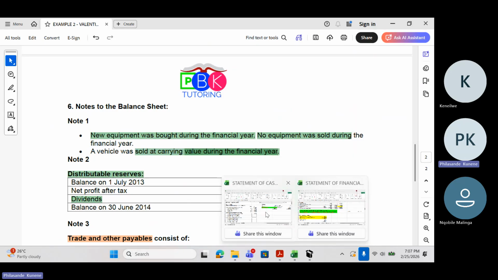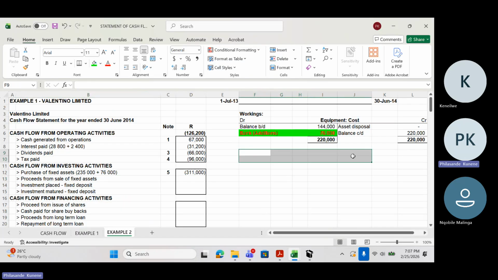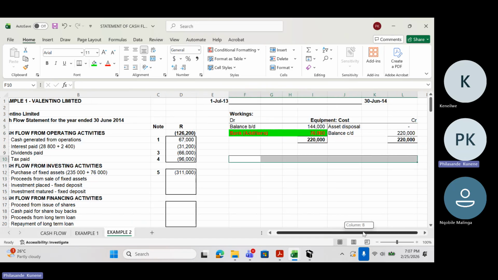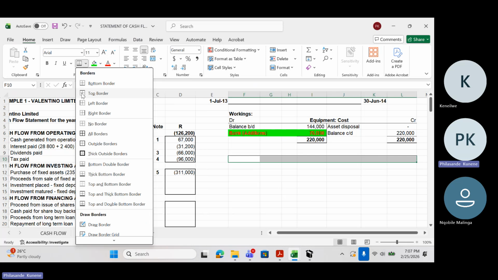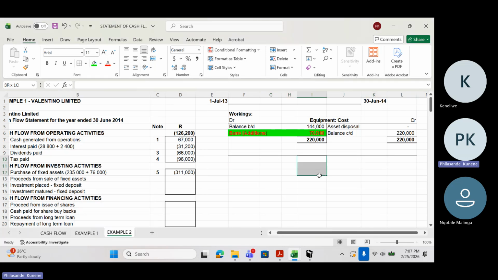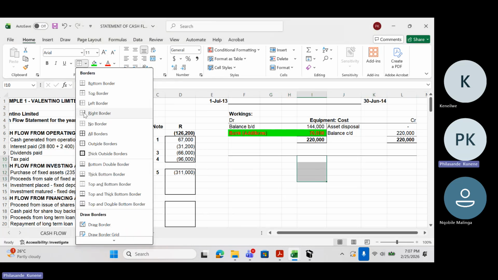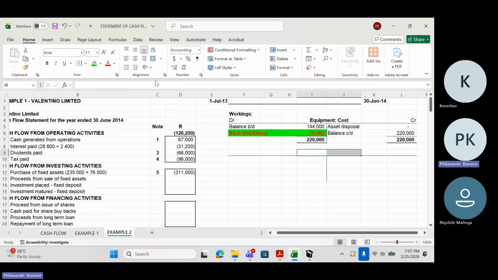So now what I need to do is another T account. I now need to do another T account for what? This T account is going to be for vehicles, so that I can calculate the vehicles that were disposed. So what I'm going to say here, vehicles. Then I'm going to have my debit, then my credit this side. And then my balance brought down is going to be on the debit side.